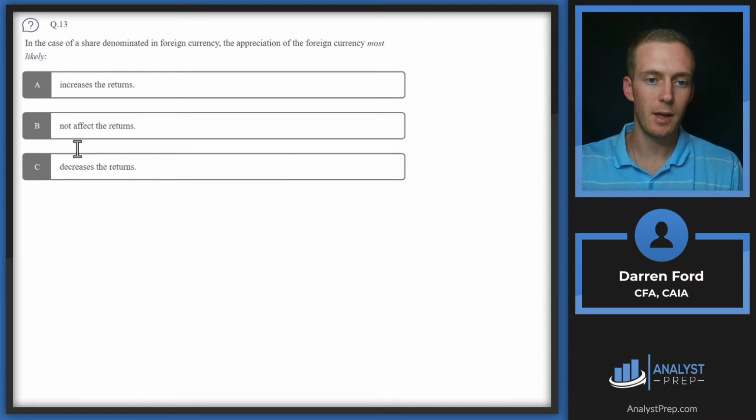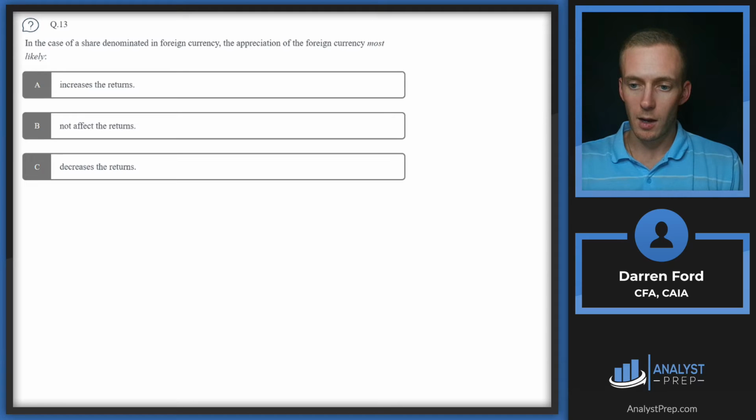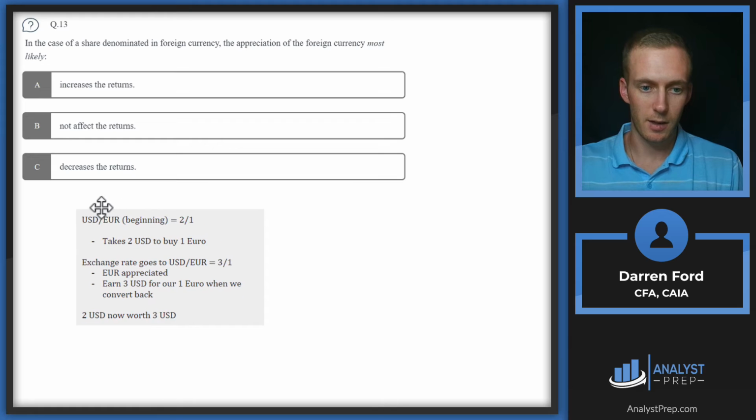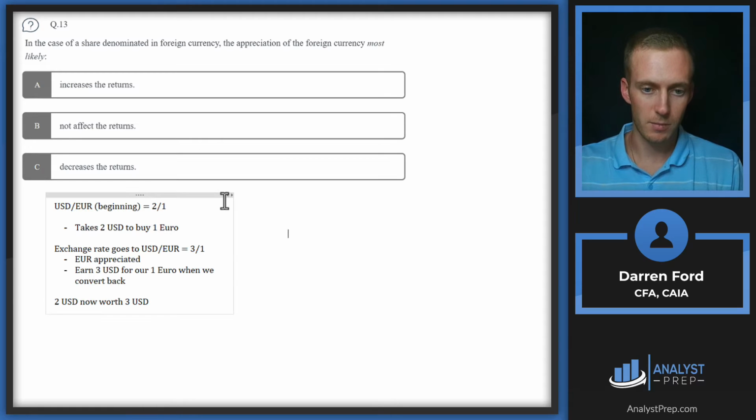Question 13. In the case of a share denominated in foreign currency, the appreciation of the foreign currency most likely: A, increases the return, B, does not affect the returns, or C, decreases the return. So I'm going to pull some information in just to help with the walkthrough. I'm going to do a very basic example to illustrate how it's going to affect it. So let's say we're a U.S. investor and we're going to be investing in shares in the European Union. So we're going to be converting our USD to euro.